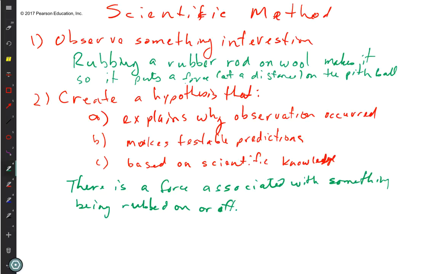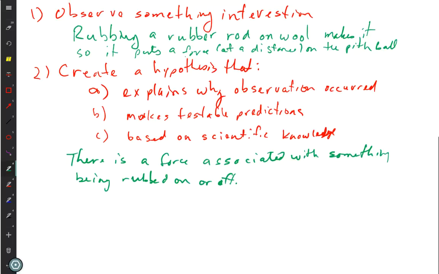Well, it says there's a force associated with something. We don't know what that something is. It's not a complete knowledge. But a force, that's definitely a scientific idea. And does it make predictions? Well, yeah. Because if it says that there's a force, we can test how strong the force is. If it says it's something being rubbed on or off, then we can test about that rubbing on or off. So it's making testable things that we can do to explain what's going on. So that's a perfectly valid situation.